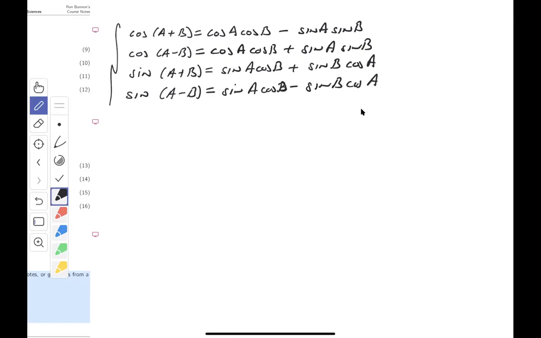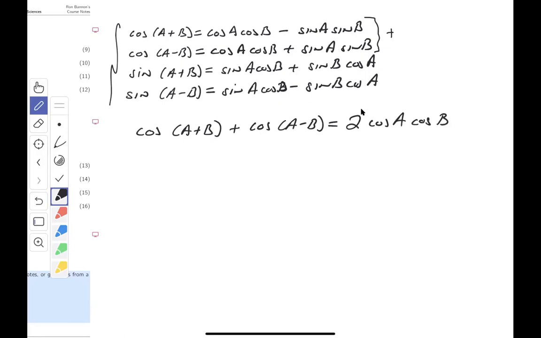What I notice about these 4, I want to point out many things you can notice about these. And you may say, why would I want to notice? Maybe it's pointless, but there is application to this. When you move forward in mathematics, you're going to be using formulas like this. I want to add these 2 together. And what would you get? Cosine A plus B plus cosine A minus B is going to be 2 cosine A cosine B.